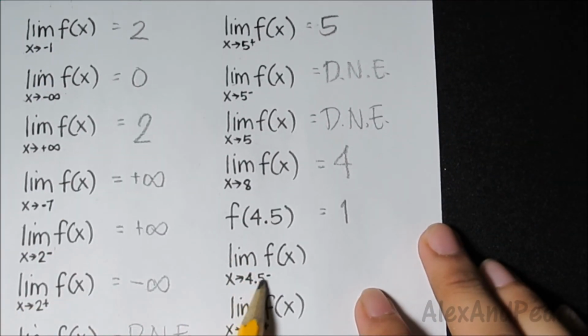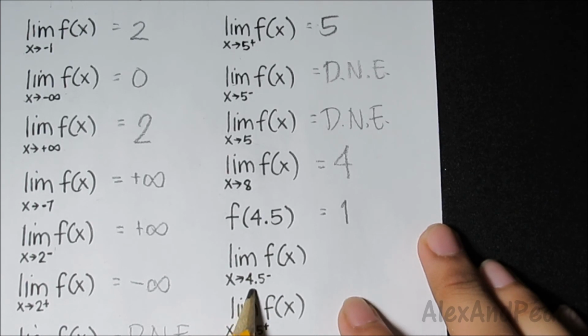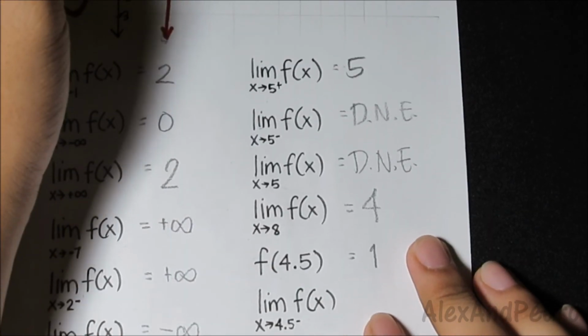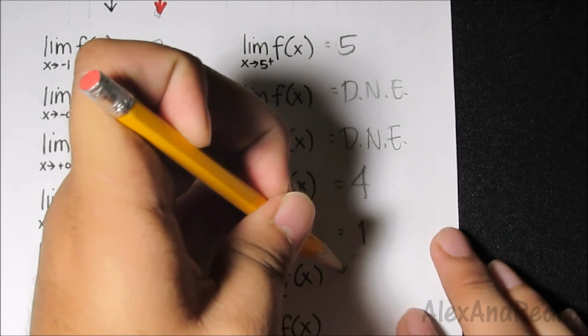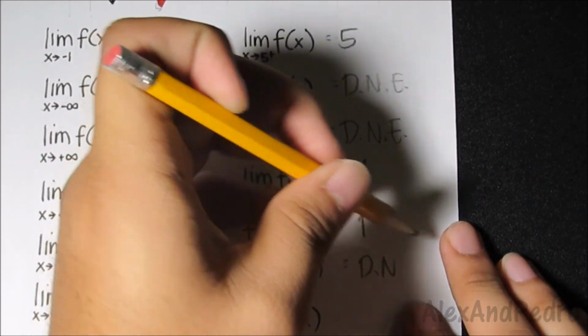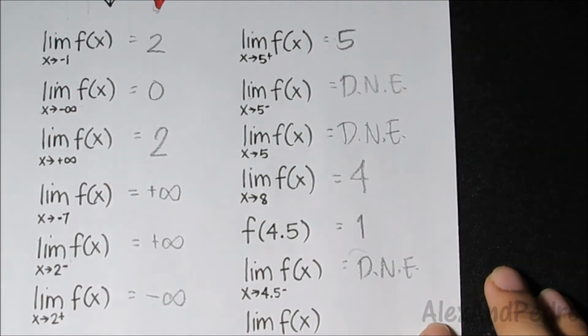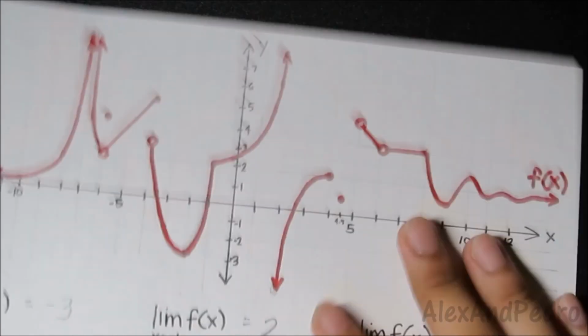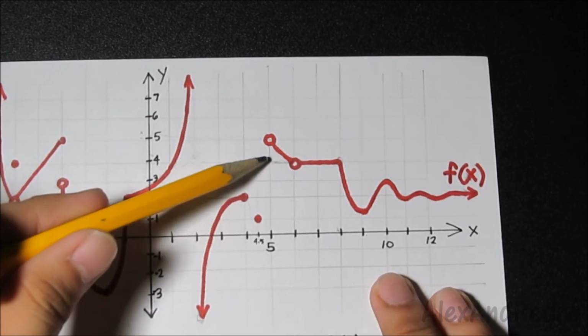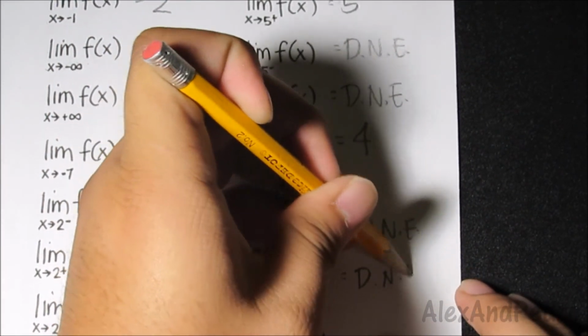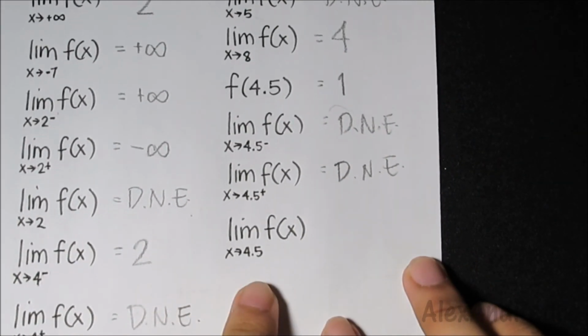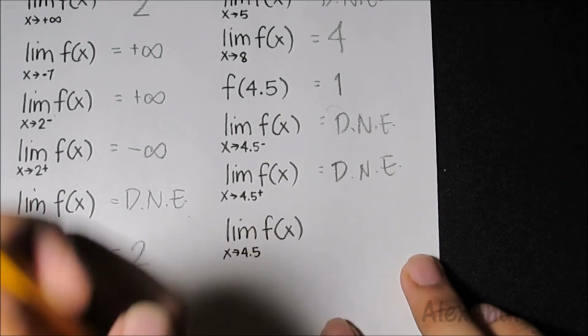How about the limit of f of x as x approaches 4.5 from the left? Well, you can't. There's a space here. There's no function that connects it to 4.5, so it does not exist. How about from the right? Well, from the right, same situation. There's a space. So it does not exist as well. So therefore, overall, the limit does not exist.